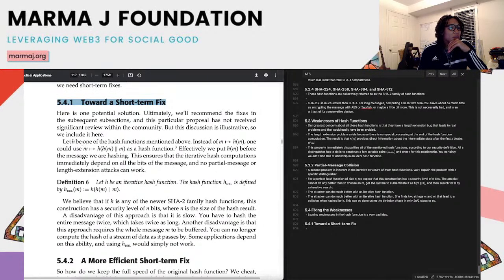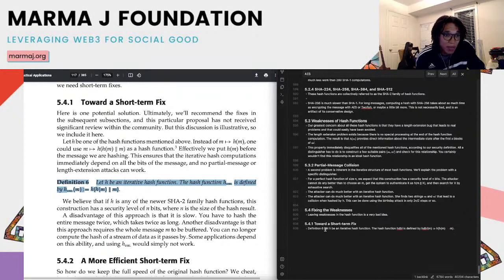Let H be one of the hash functions mentioned above. Instead of the message just being hashed, one could take the message, concatenate the message hash with the message, and hash that together as a hash function. Effectively, we put the message hash before the message we are hashing. This ensures that the iterative hash computation immediately depends on all the bits of the message. Okay, let's just take the definition down because that's the only thing here that's going to make any sense.